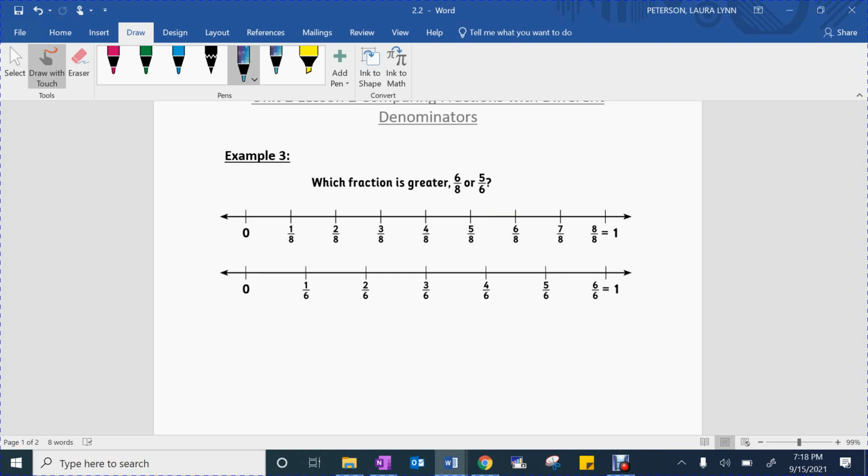Okay, well, we're going to use shading to do this. We'll see which one gets shaded the most. The first fraction has a bottom of 8. That's our first number line, because that means there's 8 sections. 1, 2, 3, 4, 5, 6, 7, 8. So off to the side, please write down 6/8.